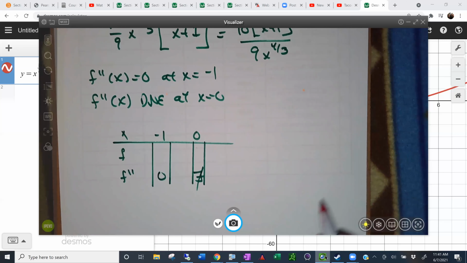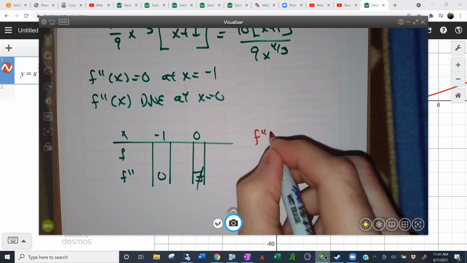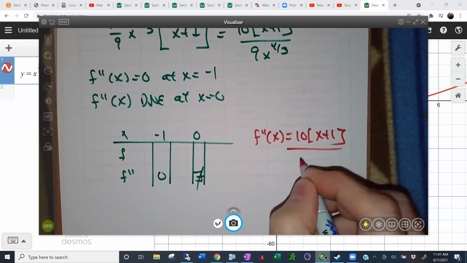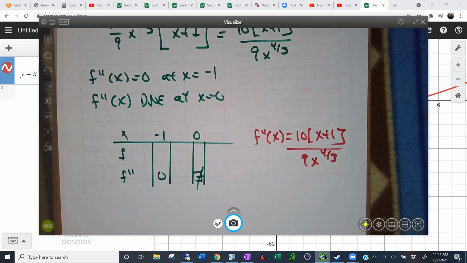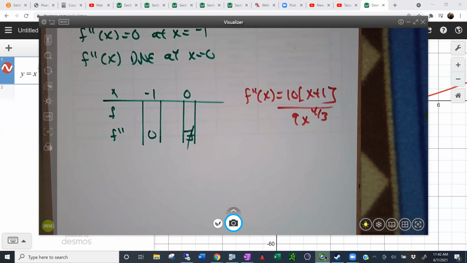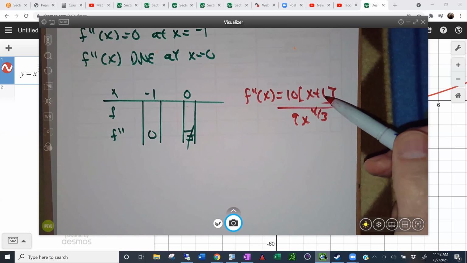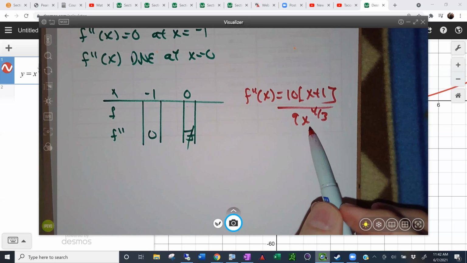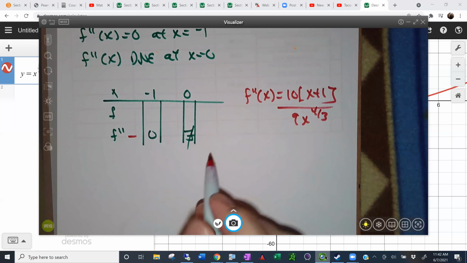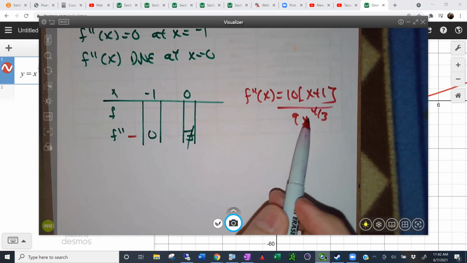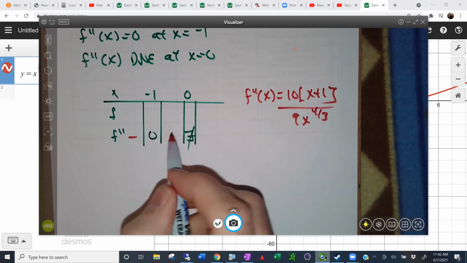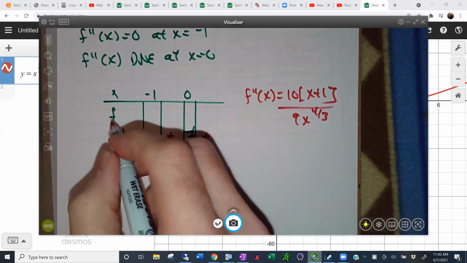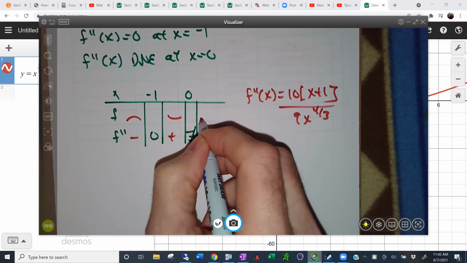We're going to be testing the second derivative, which is going to be f double prime of x is 10 times x plus 1 over 9x to the 4/3. Let's take a point like -2. If I plug in -2, the numerator is going to be negative, and the denominator is going to be positive. So I think that's going to be negative. Between here, it's going to be positive and positive again. So you should have concave down, concave up, and concave up again.